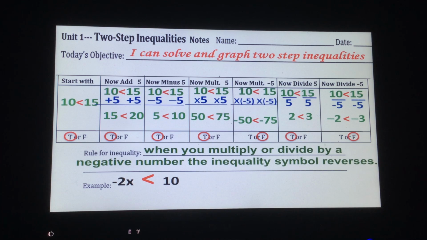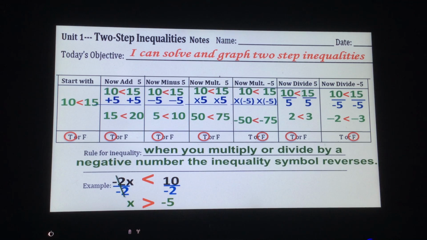Now, in this one, we have negative 2 times x. The opposite of multiplying by negative 2 is dividing by negative 2. Okay. Now, just like we said over here, whenever we divide by a negative, to make this actually a true statement, you have to change that to a greater than symbol. So this symbol right here needs to be changed to a greater than symbol. And then you wind up getting x is greater than negative 5.